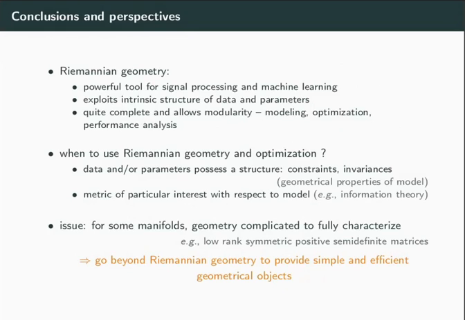On the other hand, as we have seen for the low-rank structured matrices, one big issue is that for some manifolds, the geometry is complicated to fully characterize. So some elements, such as the Riemannian distance, for example, can be hard to find. But in that case, as we have seen, we can go beyond Riemannian geometry to provide geometrical objects that we can fully characterize and use in practice.